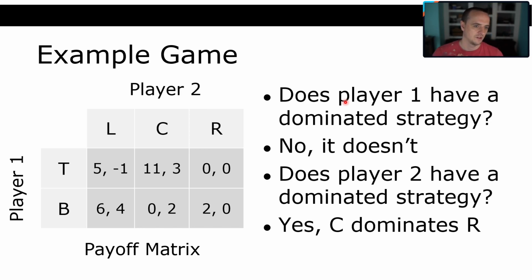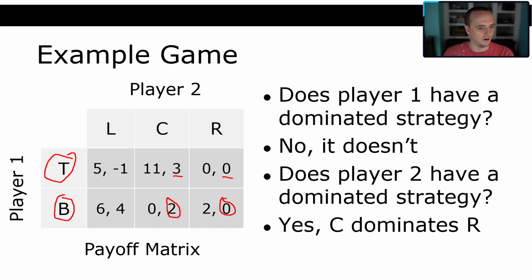Yes, it does. C dominates R. Look at this. If we fix player 1 as choosing top, C is better than R, right? Oh, sorry, C is 3 because we're looking at the second ones now. So if we fix player 1 as T, the choice of C for player 2 gives 3, and it gives a 0 for R. So C is better than R when player 1 chooses T. For B now, C gets 2 and R gets 0. So C is always better than R.